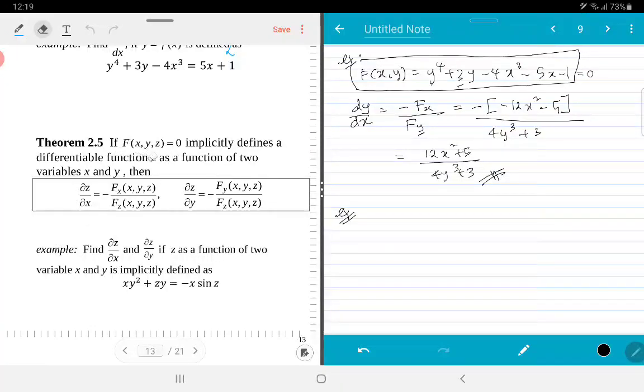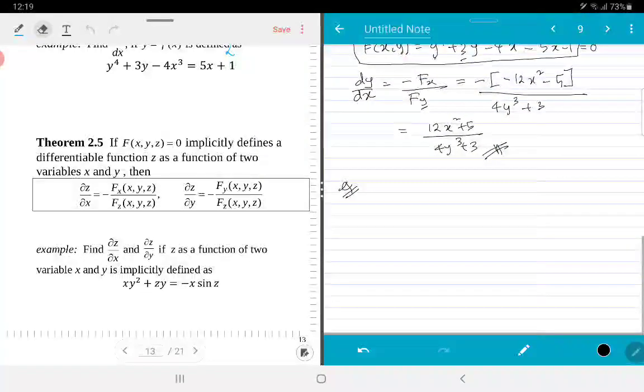If f of x, y, z equals 0, so it's very important to rewrite your equation as this, implicitly defines a differentiable function z as a function of two variables x and y, then partial z partial x is equal to this equation. Again, you can see that we have a negative there, and partial z partial y is equal to that. I'm going to go straight to the example.